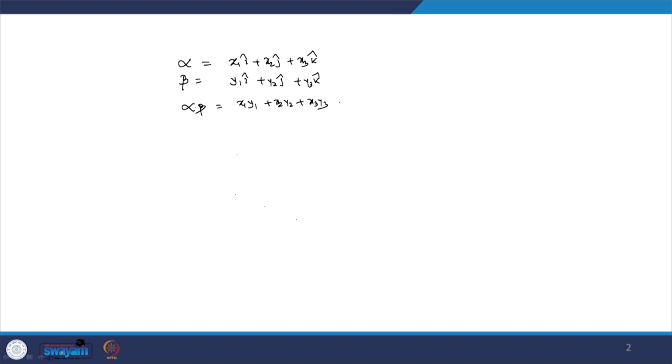So, this is basically saying that it is the length of alpha into the length of beta into the cosine of the angle between alpha and beta. That is what we have learned in 11th and 12th for the dot product of two vectors, where we see that the vector quantity has magnitude as well as angle.